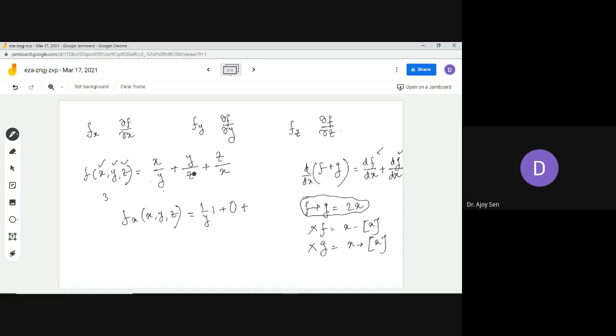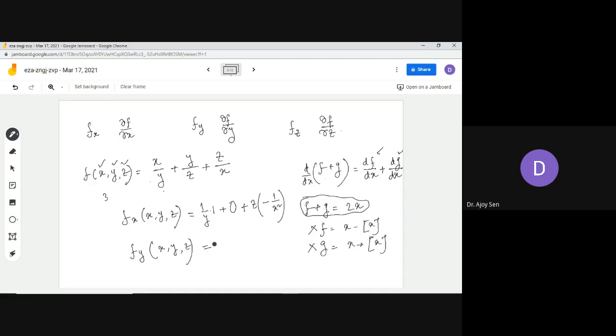Because this is a constant term. And whenever you take the derivative of this thing, you see this z is a constant, it will come out, and you have to perform the derivative of 1 by x. I think you all know how to do d/dx of 1 by x. So actually the thing becomes 1 by y minus z by x square. So things become this.